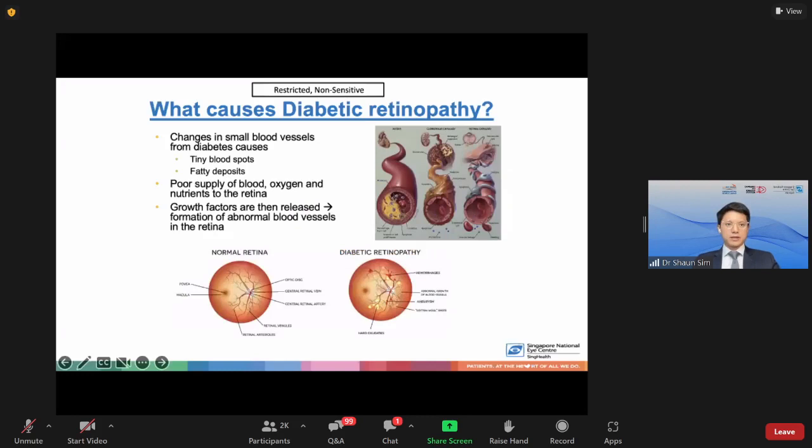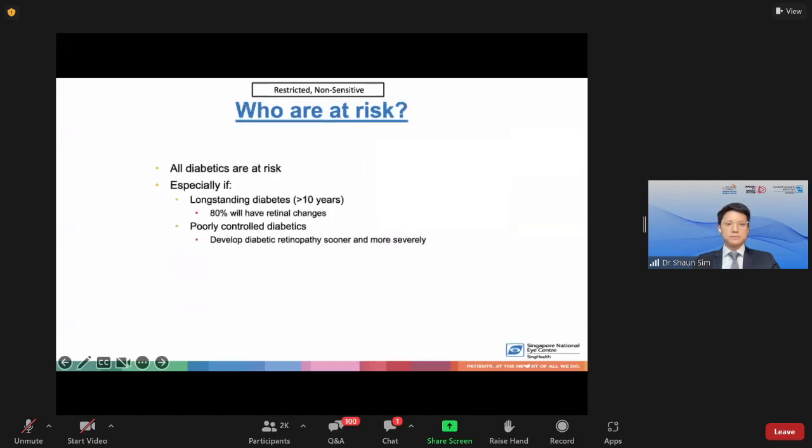What causes diabetic retinopathy? Changes in small blood vessels results in tiny blood spots and fatty deposits, and a poor supply of blood, oxygen, and nutrients to the retina occurs too. Growth factors are then released, resulting in the formation of abnormal blood vessels in the retina. Who are at risk of diabetic retinopathy? All diabetics are at risk, and this is especially so if one has long-standing diabetes or poorly controlled diabetes.